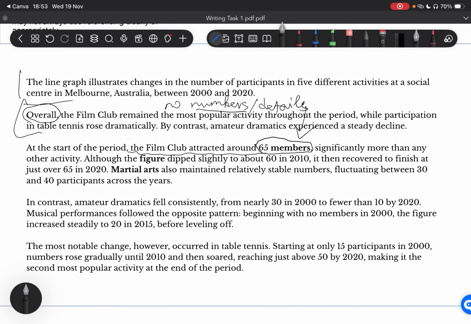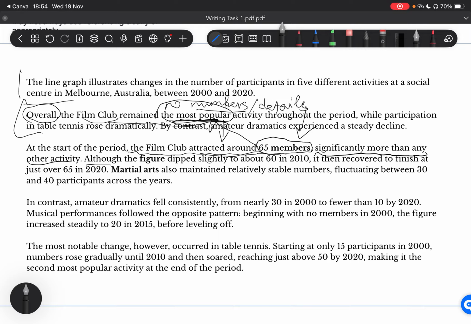We said that film club was the most popular. Now we have to develop it, write about it in detail. So we start our main body and start writing about the one that we mentioned here, the most popular, and we have to prove it. Attracted around 65 members, significantly more than any other activity. It is telling us exactly what this means here.